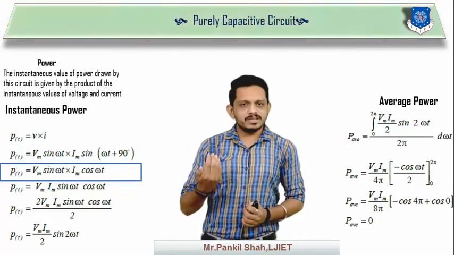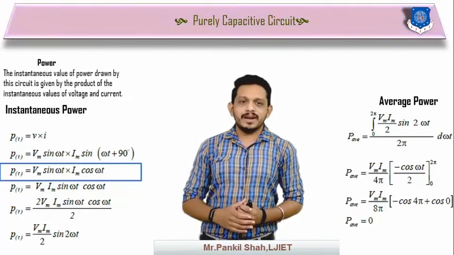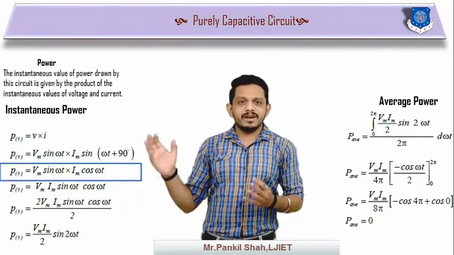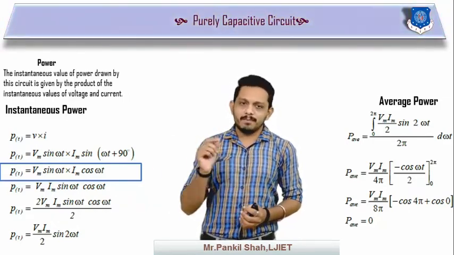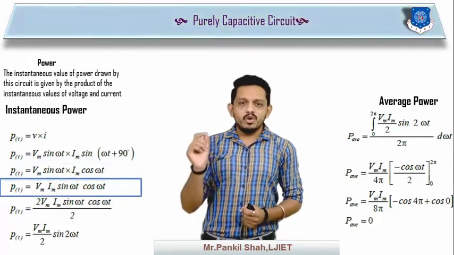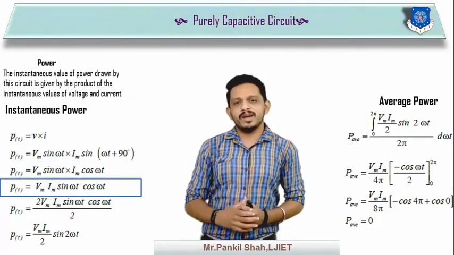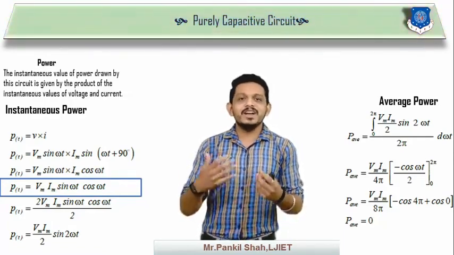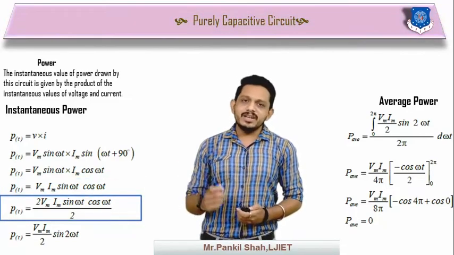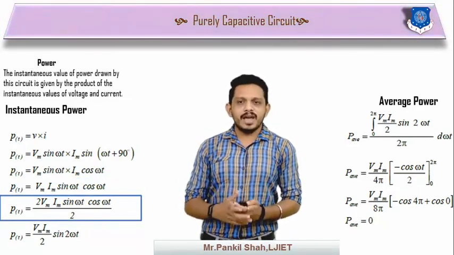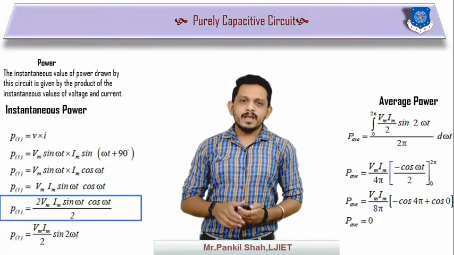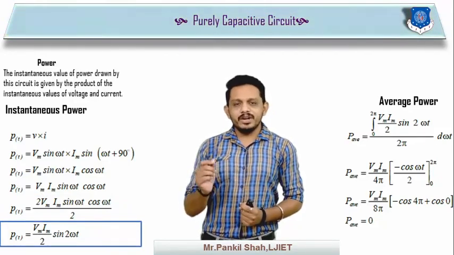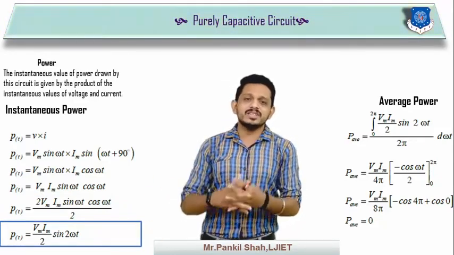Vm and Im are constants, so they can be taken out of the bracket, and we have to multiply and divide this equation by 2. Then it will be Vm Im by 2, and in the bracket it will be 2 sin omega t into cos omega t. And we know that 2 sin omega t cos omega t is nothing but sin 2 omega t. So our instantaneous power is Vm Im by 2 into sin 2 omega t. This is the equation of the instantaneous power.